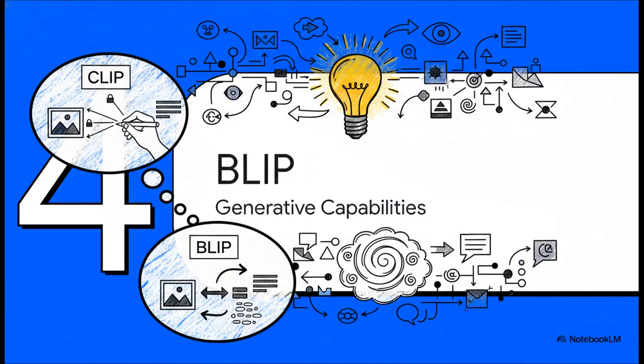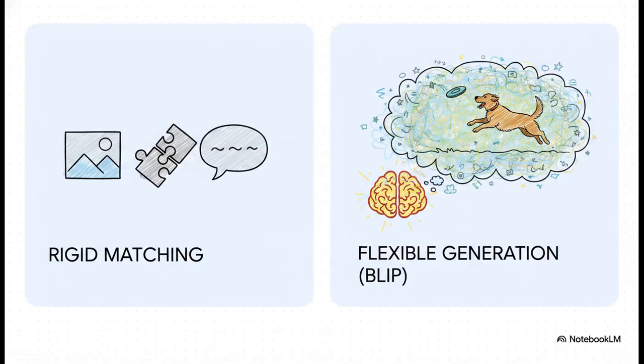Finally, we arrive at Section 4, Bootstrapping Language Image Pre-training, or BLIP. Now, as amazing as CLIP is, it does have a pretty rigid limitation. It can only match existing images to existing text. If you ask CLIP to write a brand new, original sentence describing an image, it just can't do it. But BLIP solves this lack of generation. BLIP is entirely flexible. It extends way beyond just aligning things.